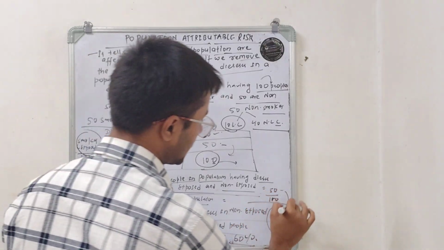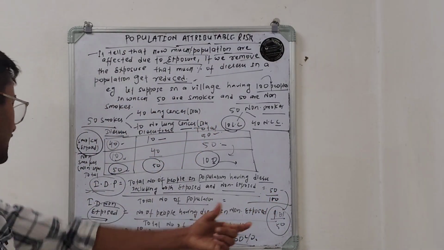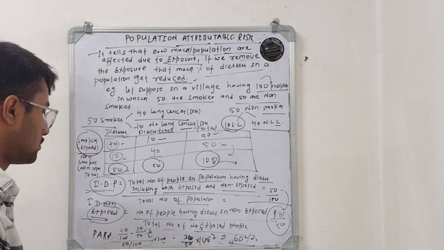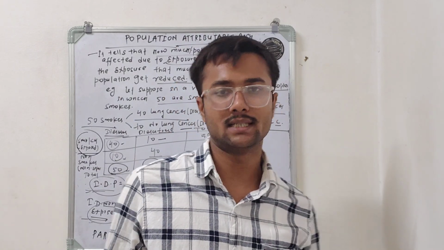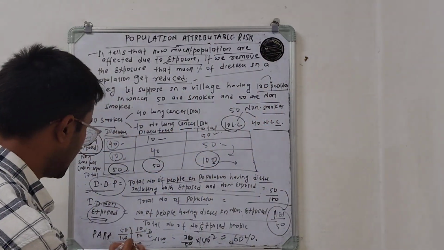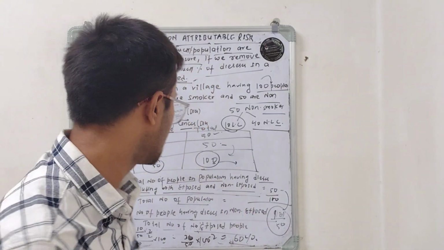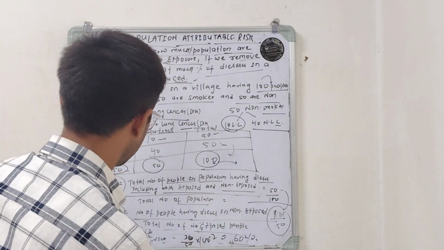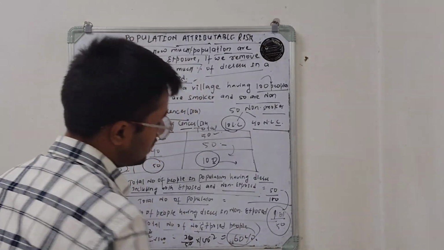So we put these two data in the final formula of population attributable risk percentage. What is the formula? Here we subtract the incidence of disease in non-exposed from the incidence of disease in the population, that is 50 by 100, and divide by the incidence of disease in the population. When we calculate, the final value will come as 60%.